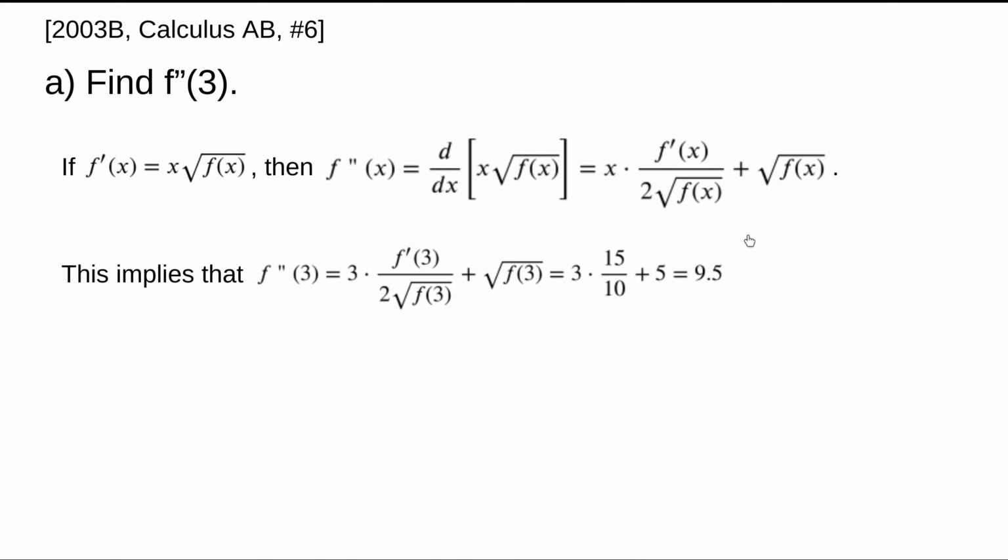Then, after substituting 3 in for x, we get 3 times f prime of 3 over 2 times the square root of f of 3 plus the square root of f of 3. Doing the necessary substitution into that expression, we get 3 times 15 tenths plus 5, which when you simplify it gives us 9.5.